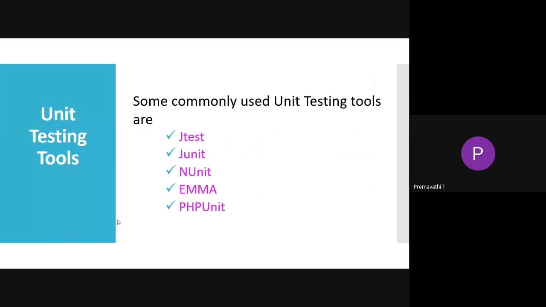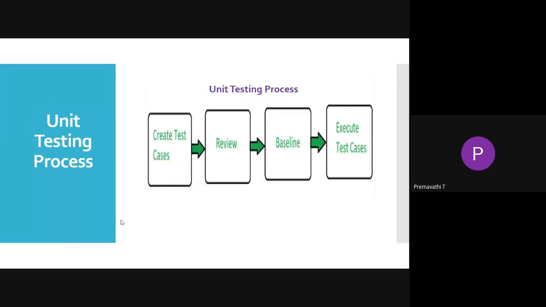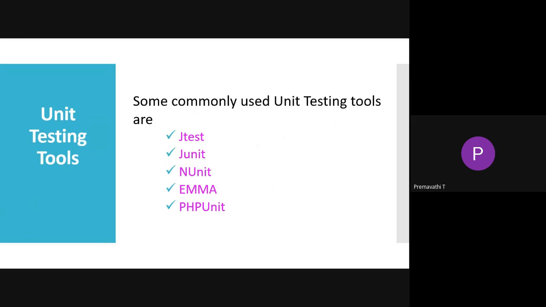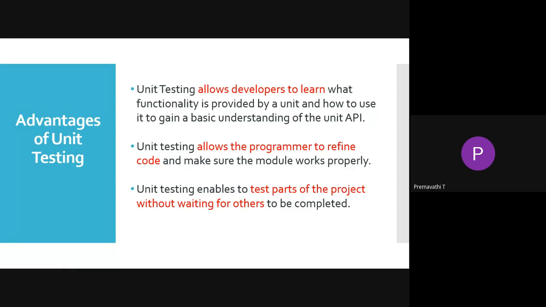In unit testing, we have to use some common tools. There are JTest, JUnit, NUnit, and PHPUnit. These are all the common unit testing tools. Then, what are the unit testing advantages? It allows the developer to learn the functionality, how to refine the code, and how to test the parts. These are all the advantages on the developer side.